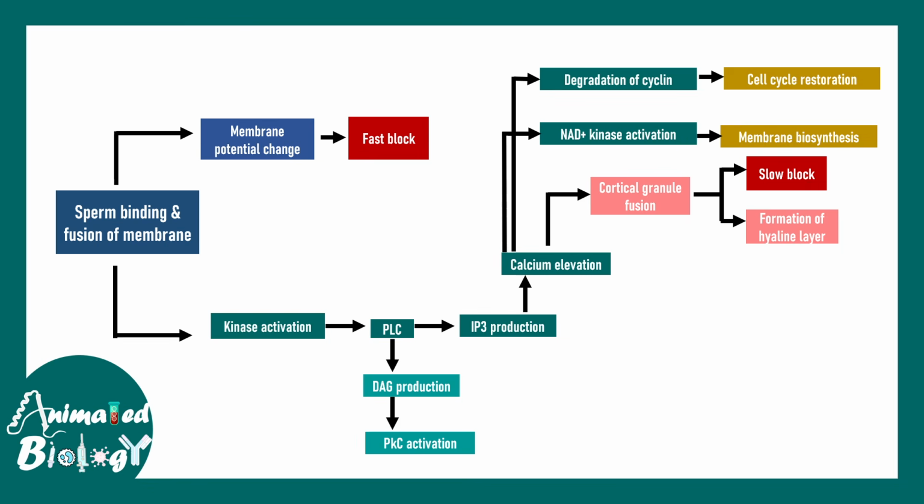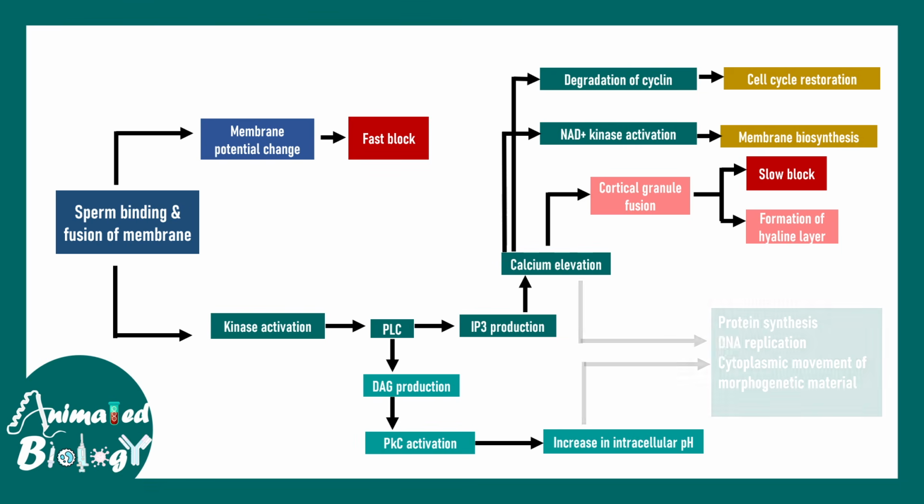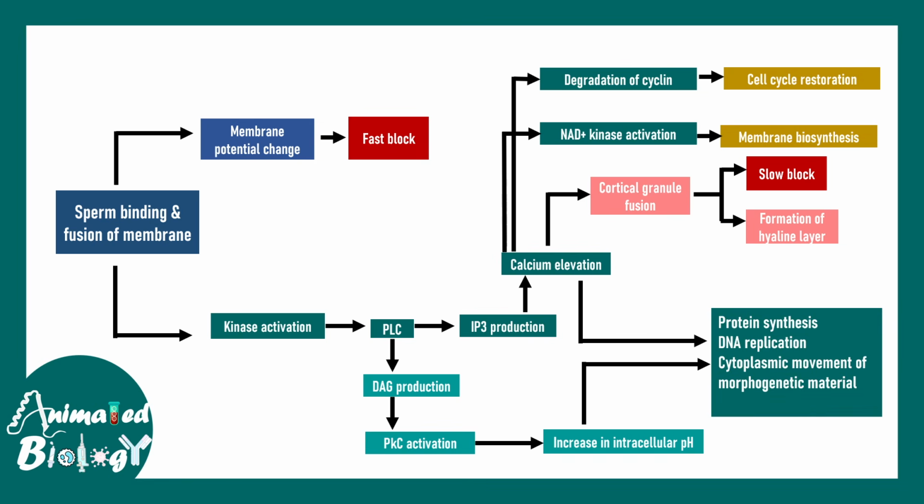Second, there would also be DAG production by the activity of phospholipase C. And then protein kinase C, which is activated by DAG, would play an important role. It would change the intracellular pH, and along with calcium elevation, that can trigger many cellular events like DNA synthesis, protein synthesis, and cytoplasmic movement of the morphogenetic material that is already there. All these events would ultimately make sure the post-fertilization events are triggered.